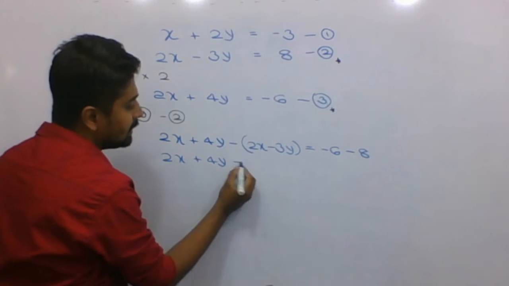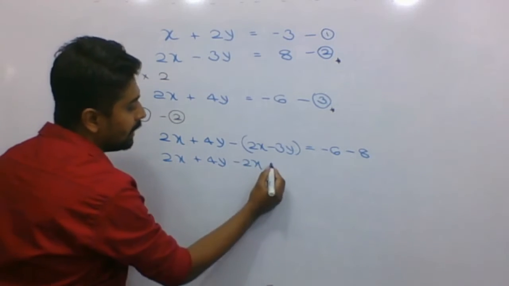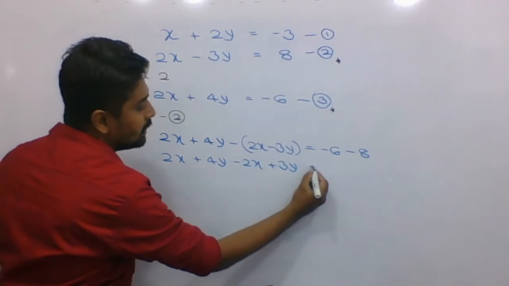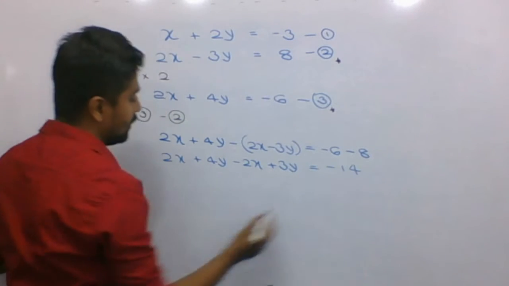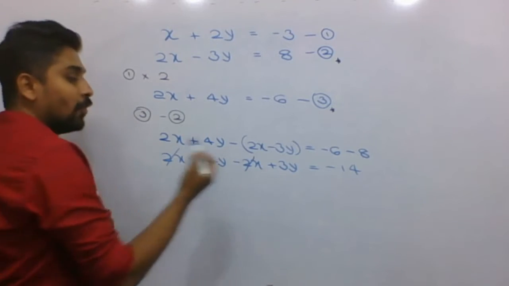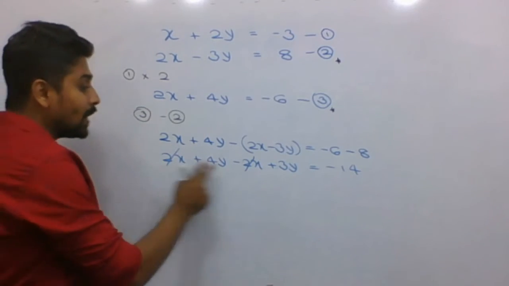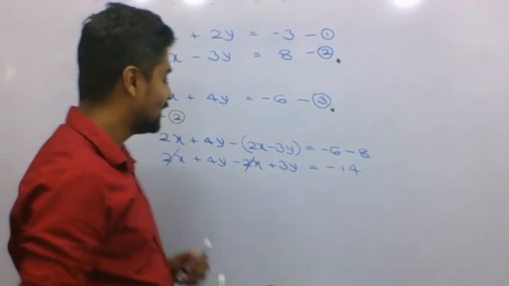Minus into plus, this is minus 2x. Minus into minus, this is plus 3y. This is what? Minus 14. Plus 2x minus 2x cancel, since the coefficients are the same. Right? So then what happened?